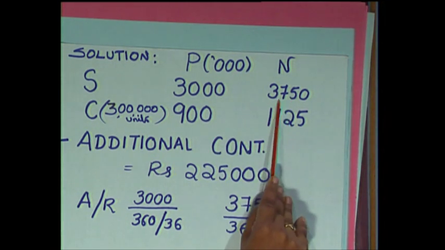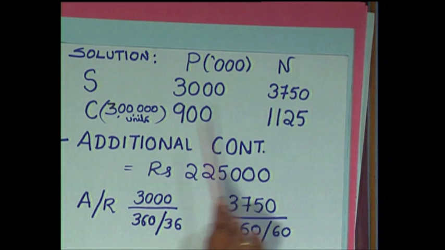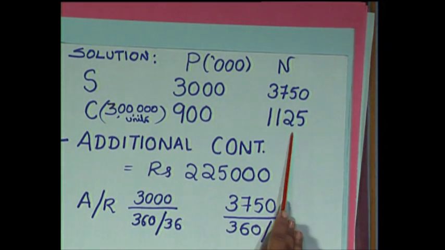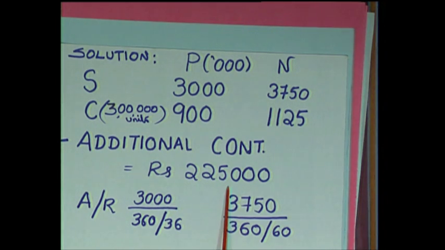Now your sales are 3750. Now multiply with the contribution per unit, you will get 1125 as contribution. Additional contribution is 2,25,000. This is the benefit you are going to get. Now we will see what is the cost.